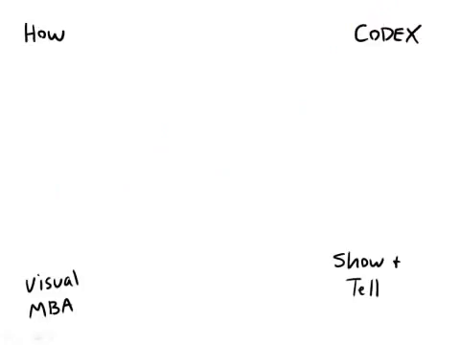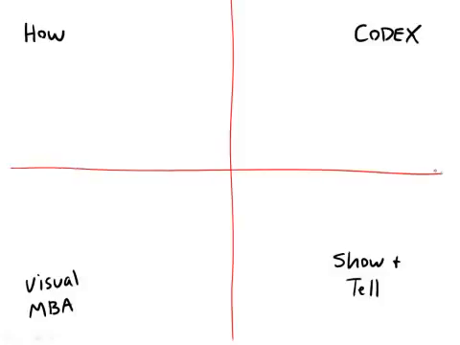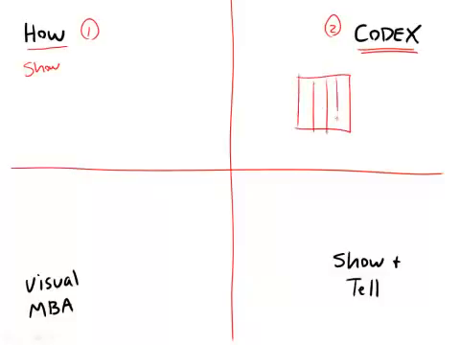Now, there are really 4 ways that we're going to talk about showing. So let's go ahead and just divide this up into 4 different quadrants. What we're going to do is initially we're going to talk about simply how to go about doing the show process. That's number 1. Number 2 is I'm then going to introduce you to this new tool called the Codex, which is a kind of a matrix that puts together tools that we've already seen up to this point.